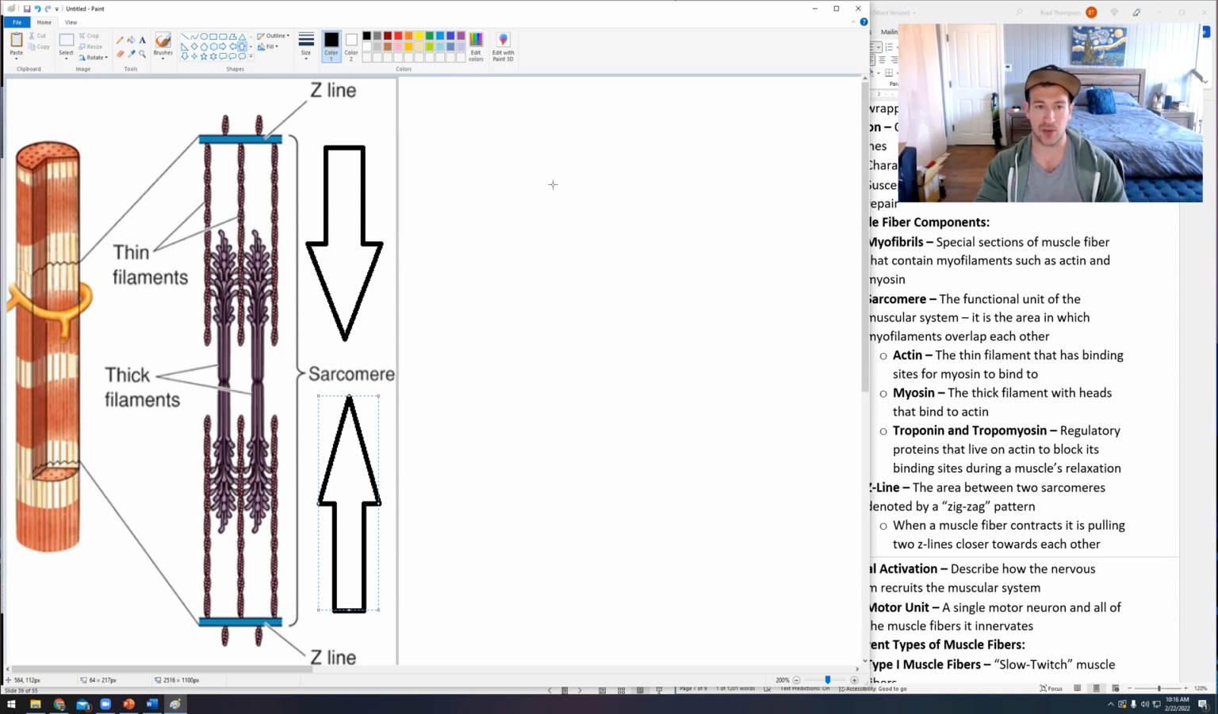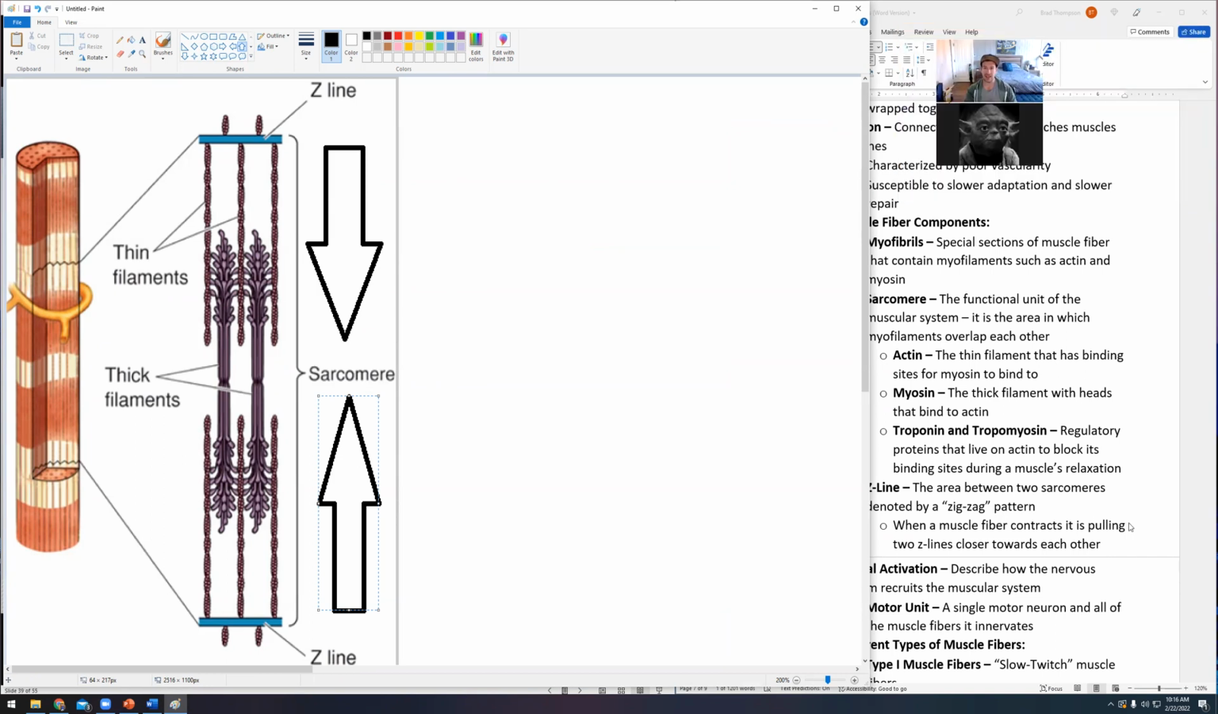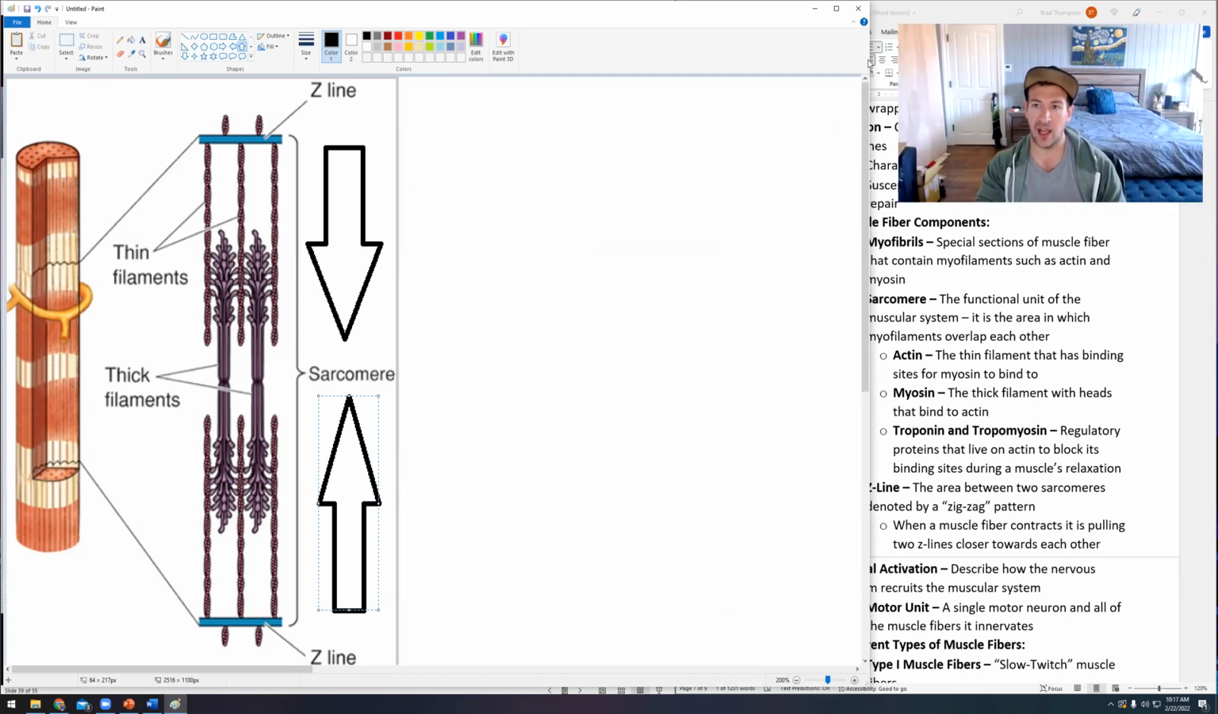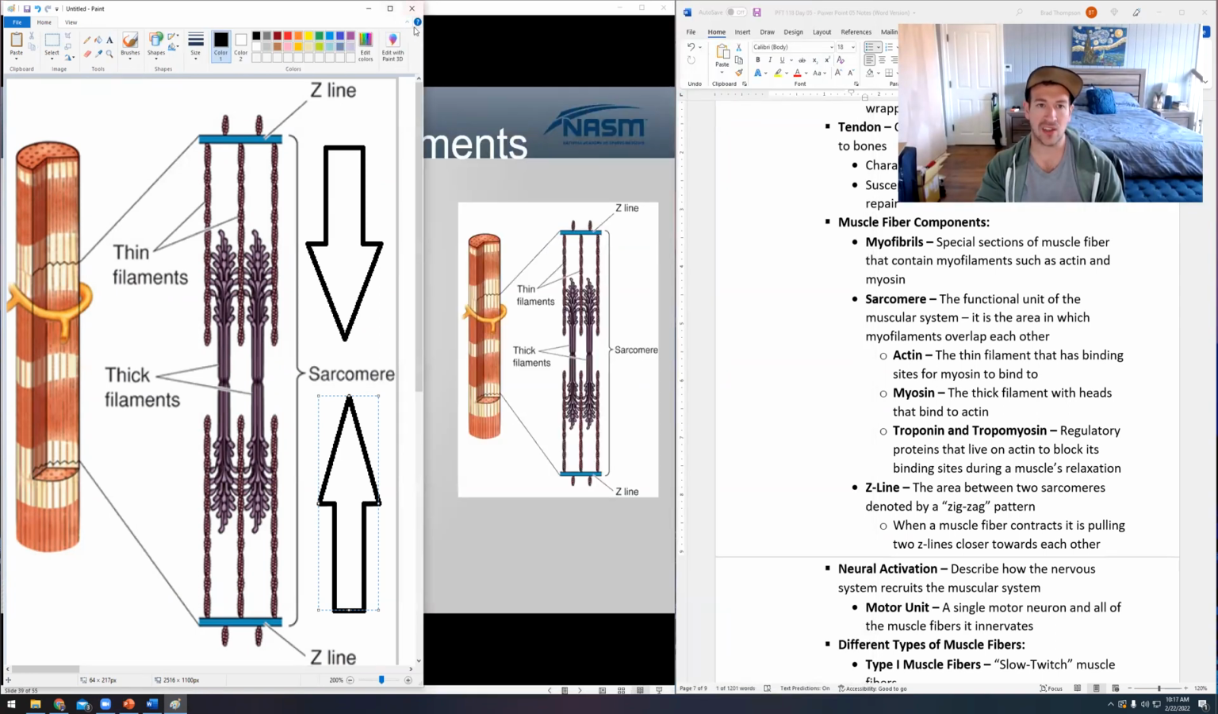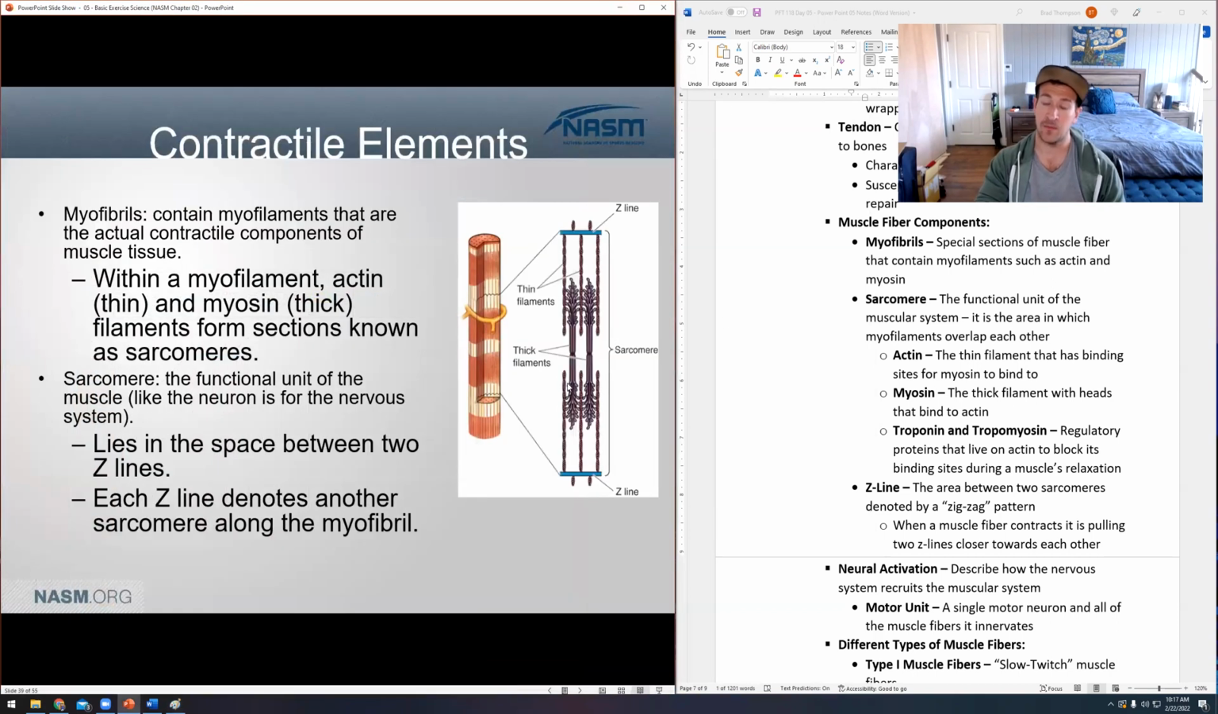And so all of them are sort of shortening simultaneously, and that's going to shorten the overall muscle at the exact same time, right? So that is the contracting, shortening action that is occurring in every sarcomere along the myofibril, in all the myofibrils in the muscle cell, in every muscle cell, in every fascicle, in every muscle. Whew!